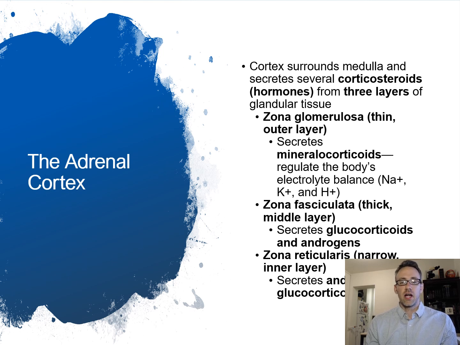The zona reticularis, which is the narrow innermost layer of the cortex, secretes both glucocorticoids and androgens as well. So actually the fasciculata and the reticularis both secrete glucocorticoids as well as androgens. Interestingly, the androgens produced in the cortex are actually the primary source of androgen in females. In males, the androgens primarily come from the testes. Again, we'll talk more about that in the reproductive lectures to come.